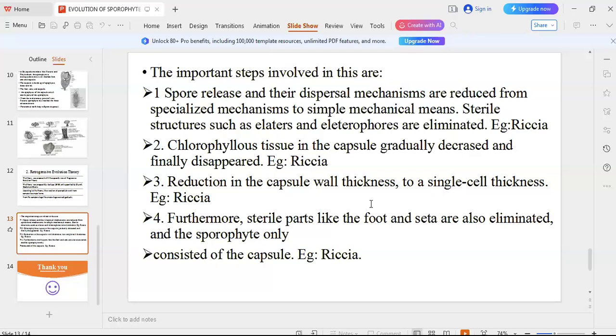All the sterile structures such as elaters, elaterophores are eliminated. Chlorophyllous tissue eliminated. Capsule wall thickness coming to the single cell thickness, and foot, seta are also eliminated. Only the sporophyte is there. That is the fertile part. That is more important. It consists of the capsule. Example is Riccia. This is about the retrogressive theory. This is the complete evolution of the sporophyte in bryophytes.